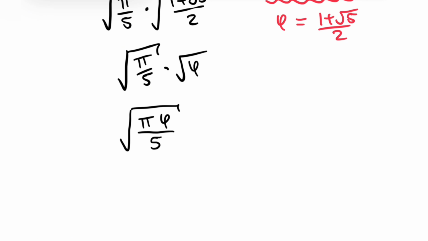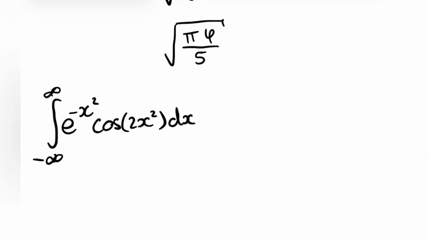But yes, this is our answer. This is a very beautiful result to an otherwise deceivingly difficult looking integral. And so actually writing it out, then we get the integral from negative infinity to infinity of e to the power of negative x squared cos of 2x squared dx gives us the square root of pi times phi over 5. A golden integral. Amazing.